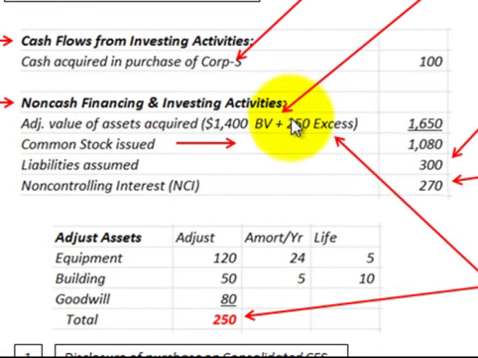And then we'd have another section, a supplemental schedule here, and that would be for non-cash financing and investing activities. And we'd have to include the adjustment of the value of the assets acquired here of $1,400,000 book value plus the $250,000 excess here for a total amount of $1,650,000. So let's look at where we've got this.